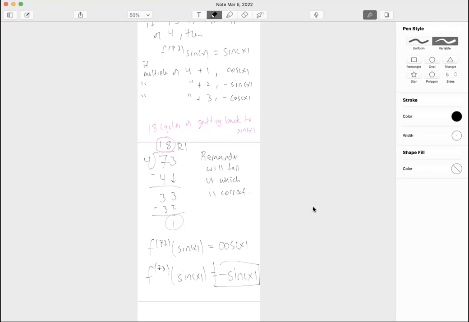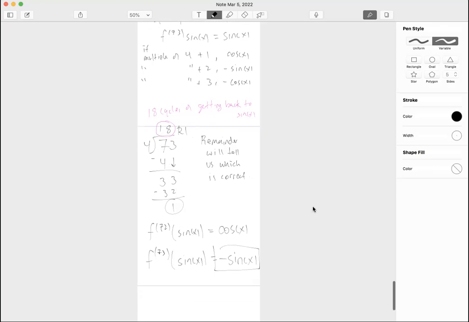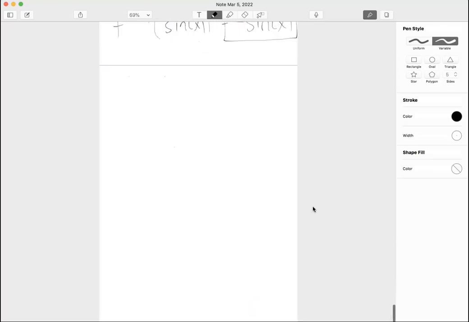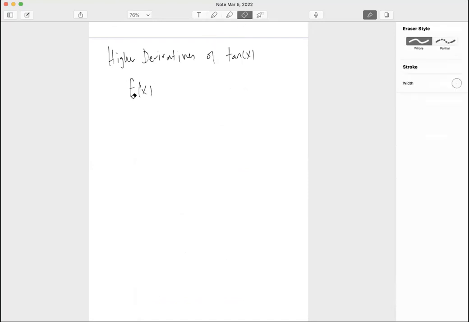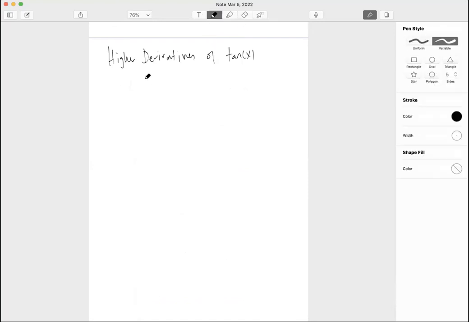We can even do higher derivatives of tangent just to see what happens. Let's think about higher derivatives of tangent, and something not as nice happens. Okay, so let's first just take the derivative of tangent. This is secant squared. And now let's take the derivative of secant squared.